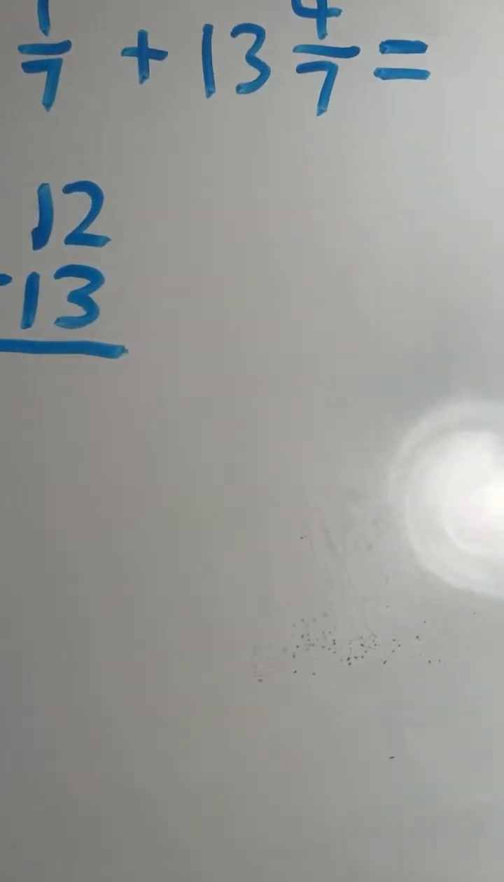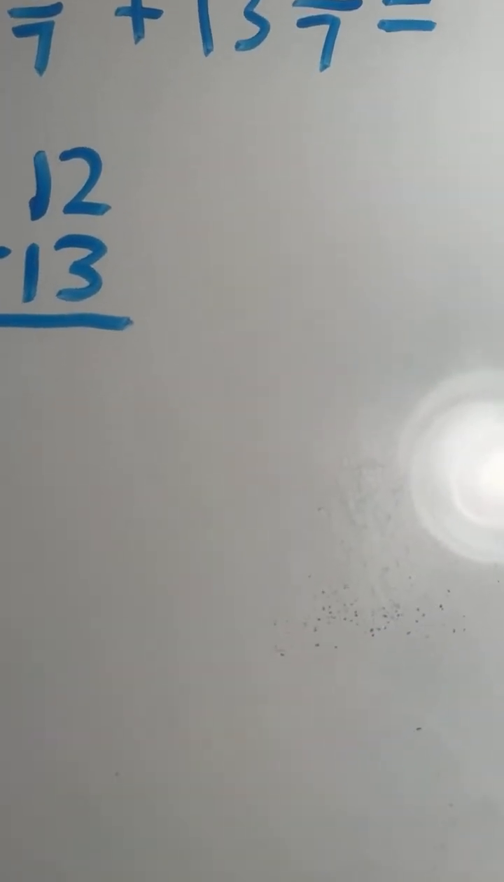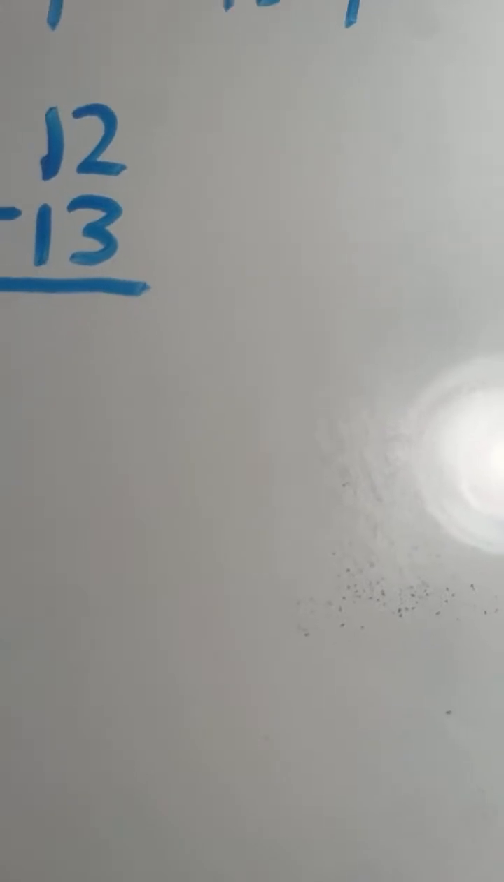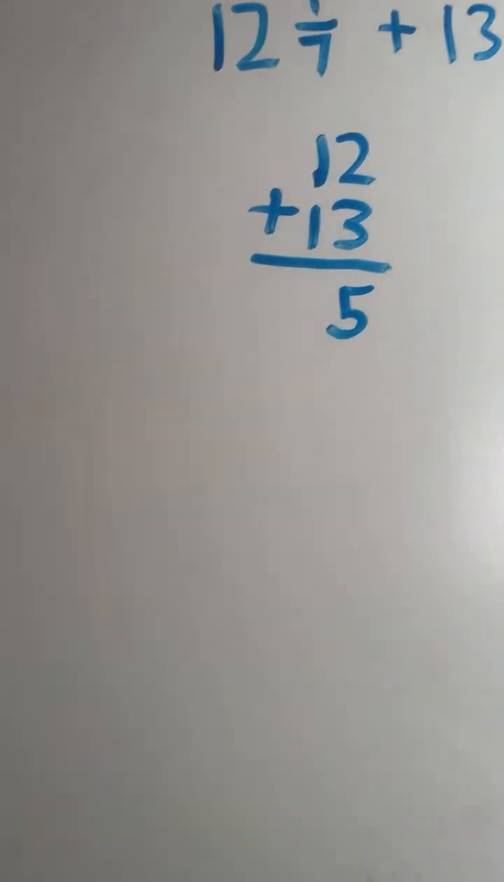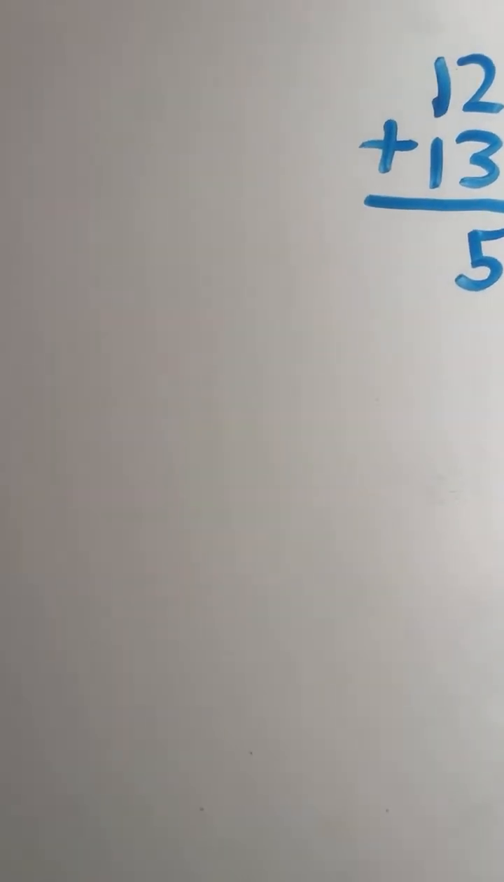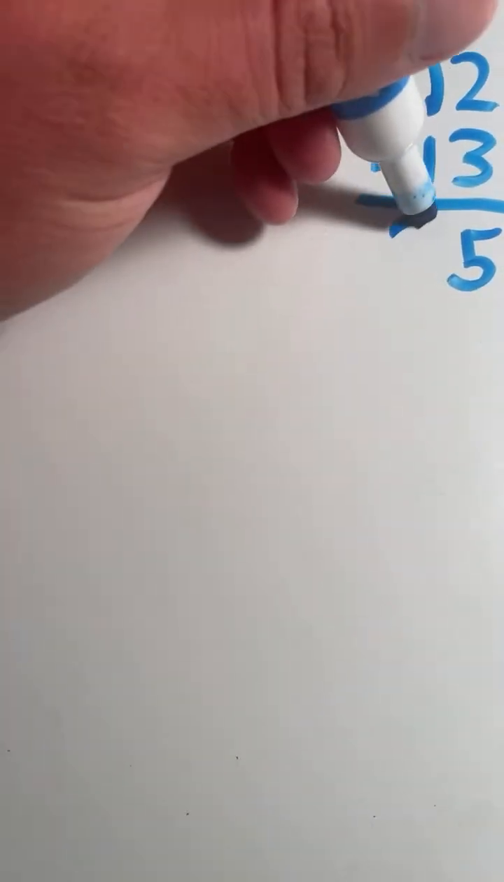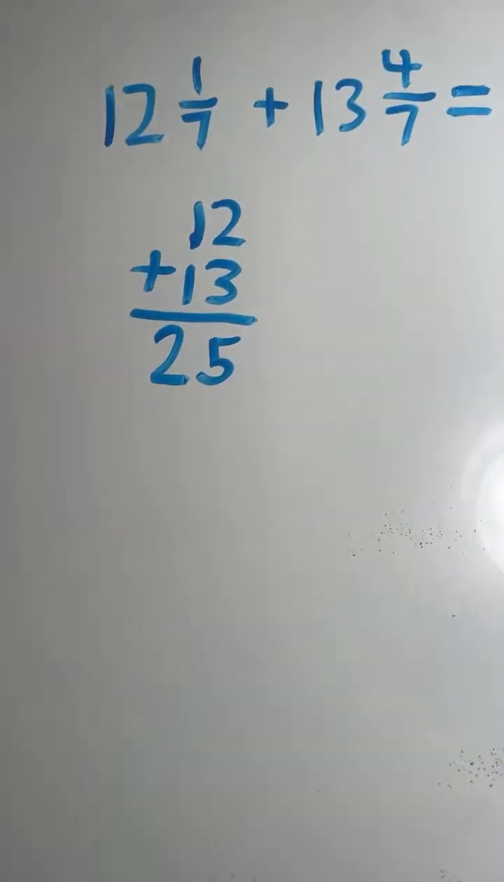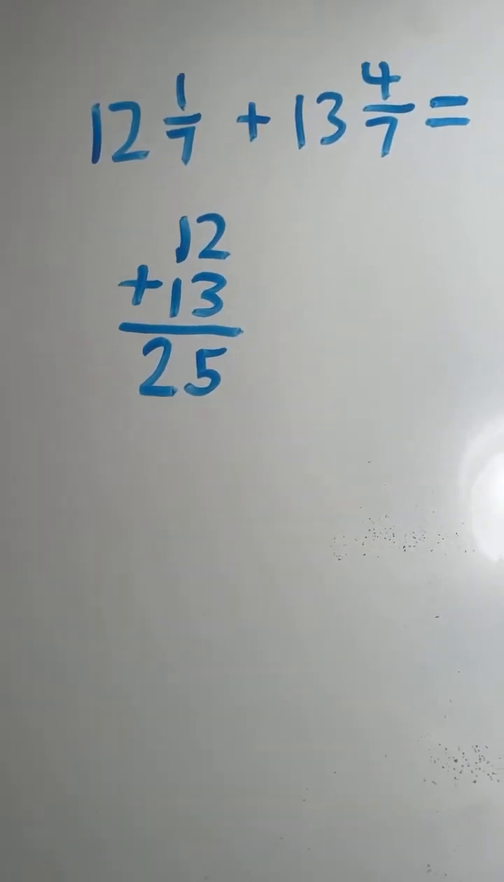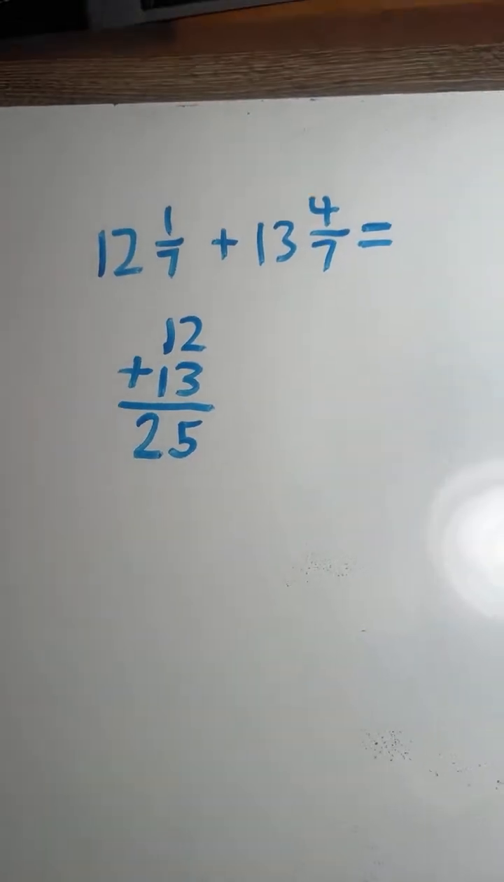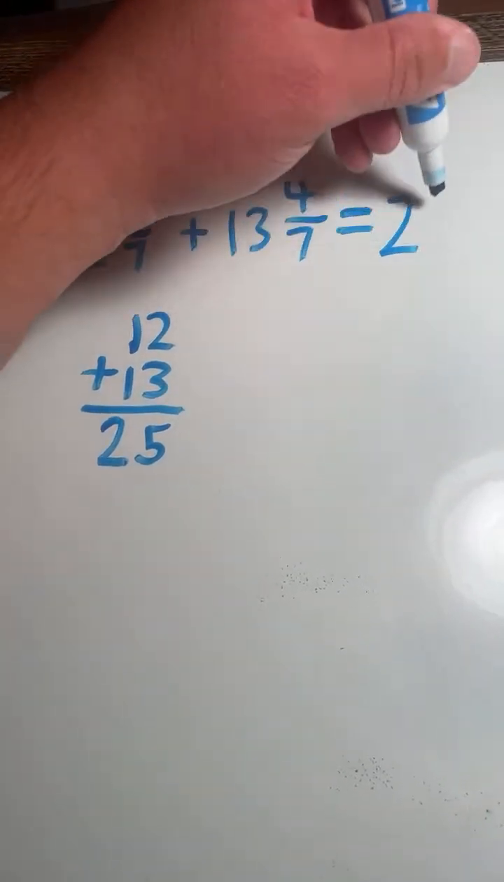So 12 plus 13. So we're going to add 2 plus 3. 2 plus 3 equals 5. Next, we'll add 1 plus 1. 1 plus 1 equals 2. We have our answer, 12 plus 13 equals 25. 25 is our whole number.